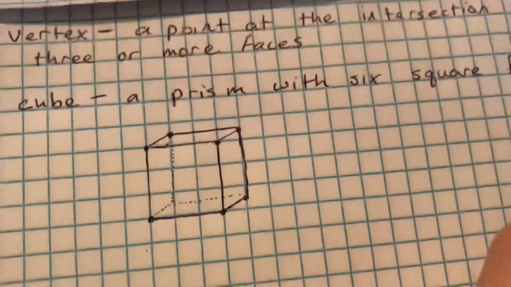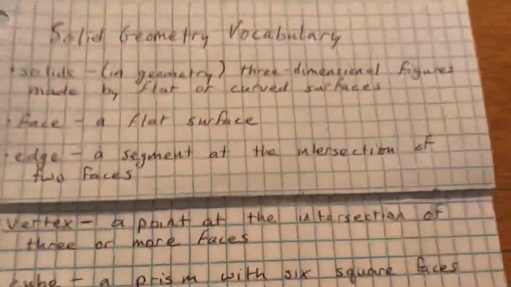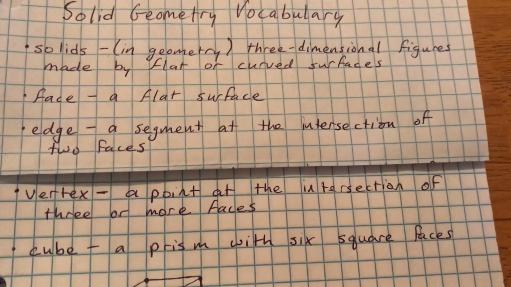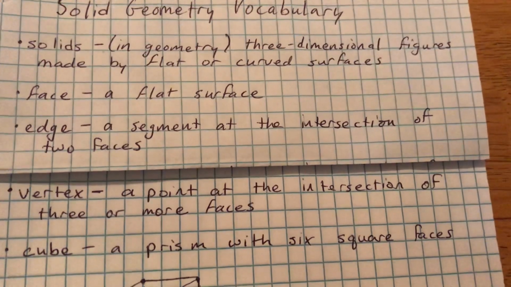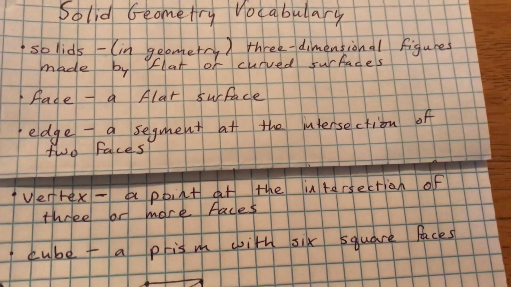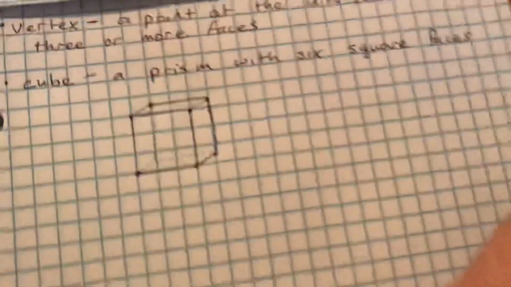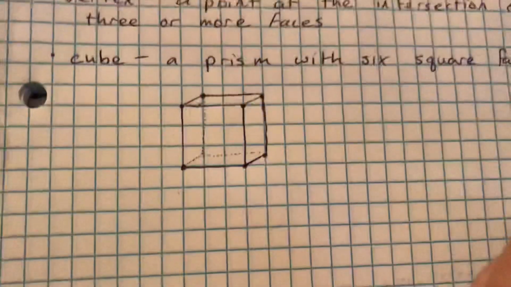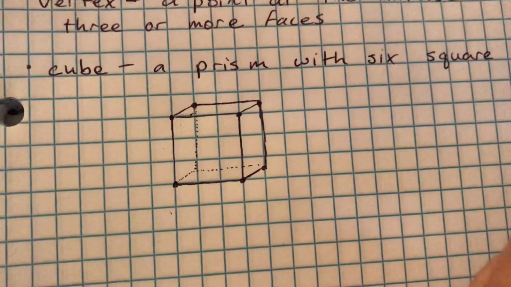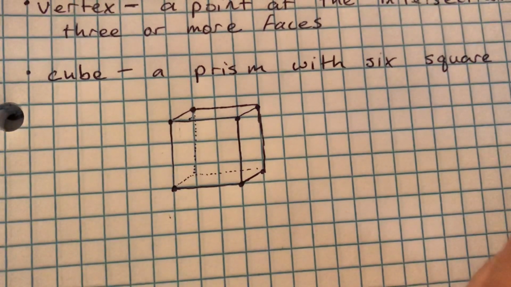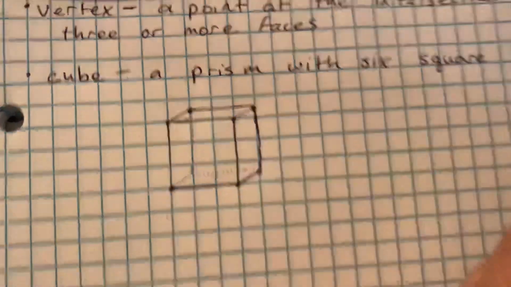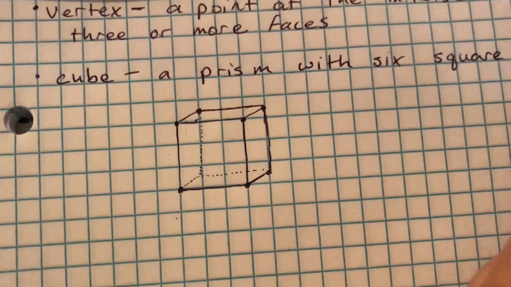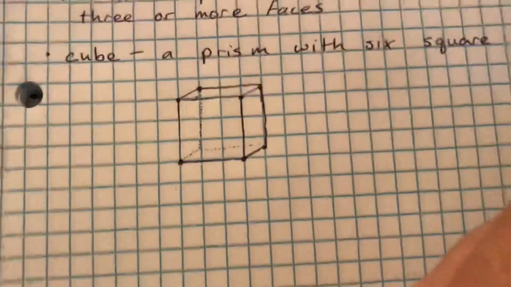So something you can do for your assignment is you can take the video and you can pause it here and get down these definitions. But once you have the definitions down, the thing that I want you to do is count up all of the special parts of the cube. I want you to count up the faces it has. I want you to count up its edges. And I want you to count up its vertices.